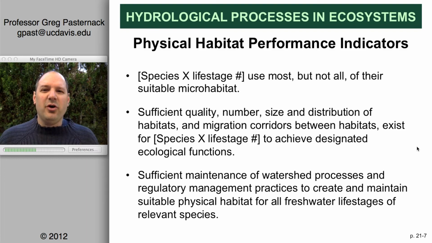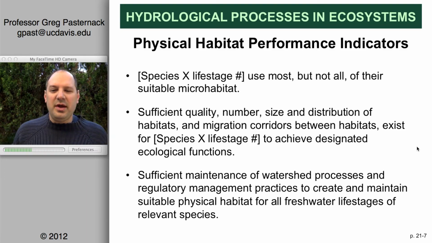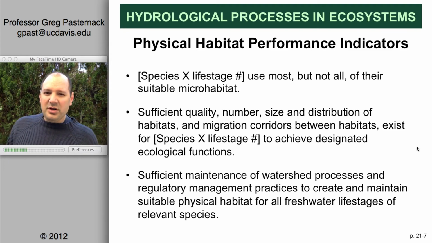So when you have a river and you want to say something about how well that river is doing, then for the organisms that you're looking at, one of the ways to do that is to specify what we could call physical habitat performance indicators. Performance indicator just means how well are those organisms doing. So I've tried to write these generically, like species X and life stage number whatever uses most but not all of the suitable microhabitat.